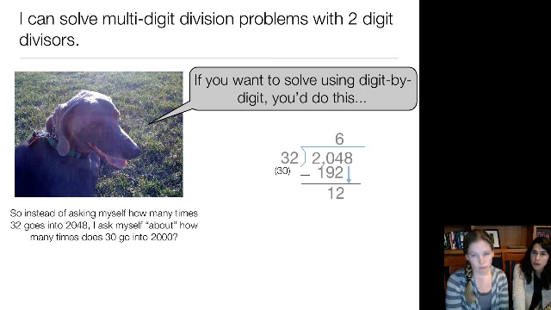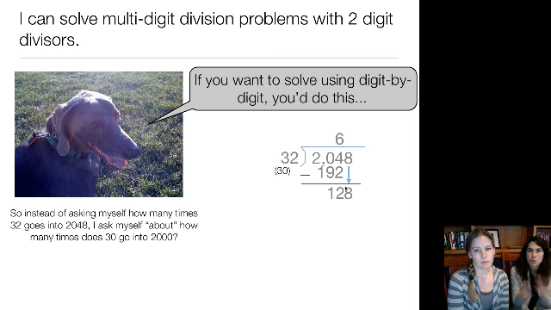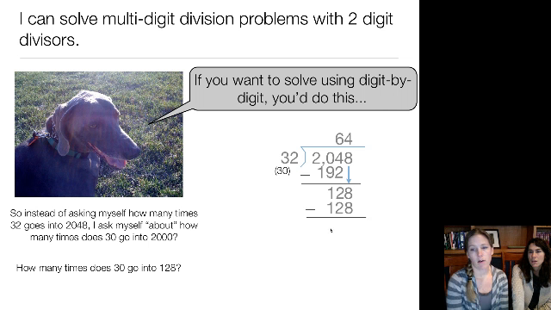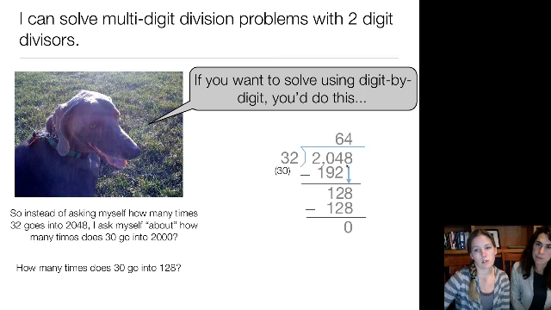Then, remember, we bring down, so we get 128. These numbers should sound familiar. Once again, 30 going into like 120-ish, we should think about this number 4, because 3 times 4 equals 12, so that's going to bring us really close. So we get 4 times 32 equals 128, and we subtract and we get 0. So this is our final answer, 64. And of course, you could always do multiplication one more time just to double check. You should be able to multiply 64 and 32 to get 2048.